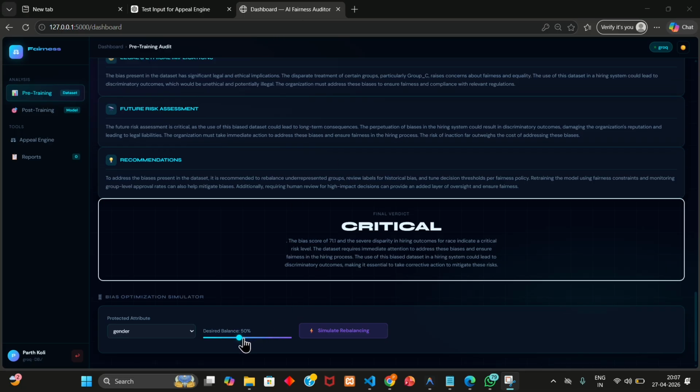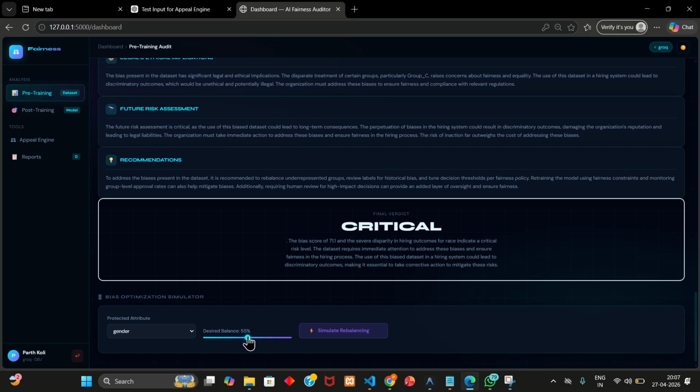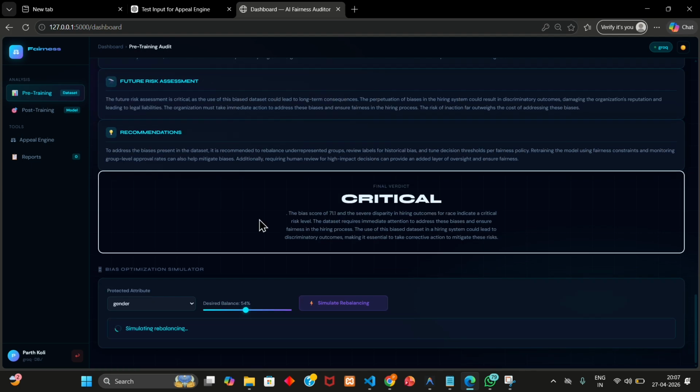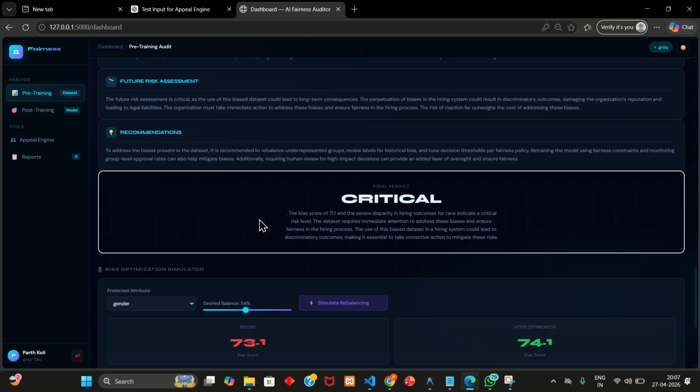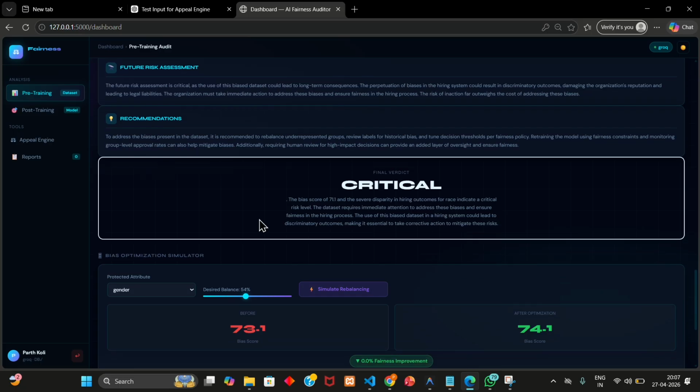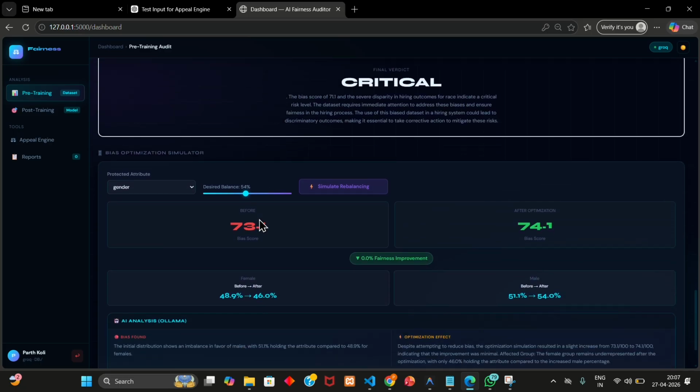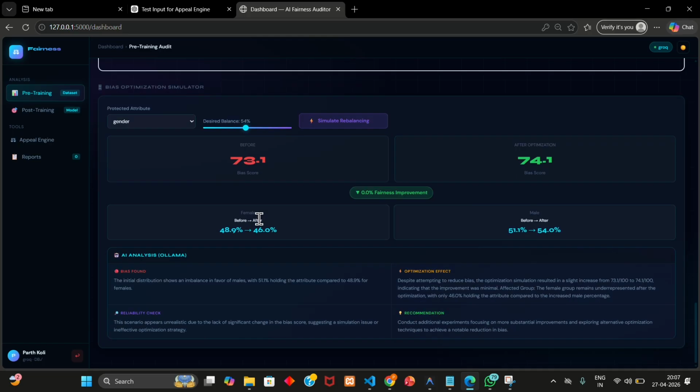Now, this is a bias optimizer simulator where we can change and check for the bias. In this example, we focus on a protected attribute, gender or race. Initially, the dataset shows a near balanced distribution, about 51% male and 49% female. However, the system still detects bias, reflected in a bias score of 73.1 out of 100.